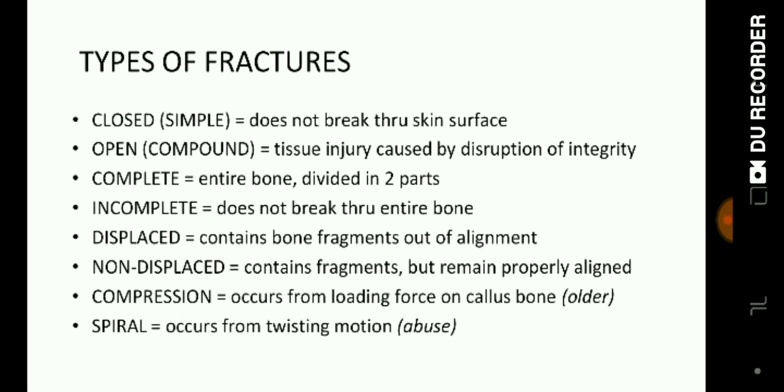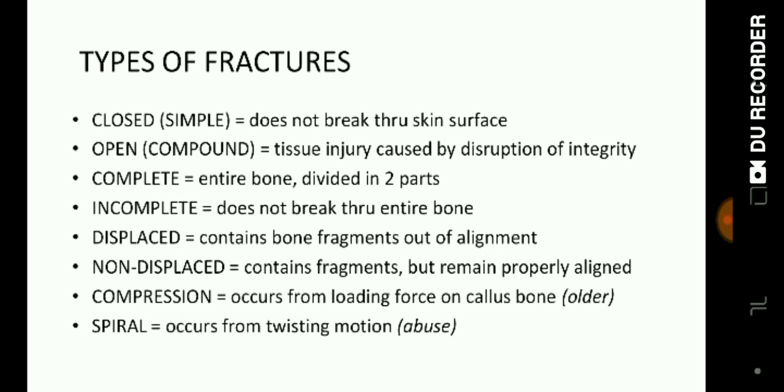The first one I will go over is a closed or simple fracture, which is the kind of fracture that does not break through the skin surface. Say your leg got crushed and the bone broke inside of the leg and the skin did not open. That would be an example of a closed fracture. An open fracture, also known as a compound fracture, causes tissue injury by disrupting the integrity of the tissue. In that case, the bone could pop through the skin, therefore opening a portal for infection.